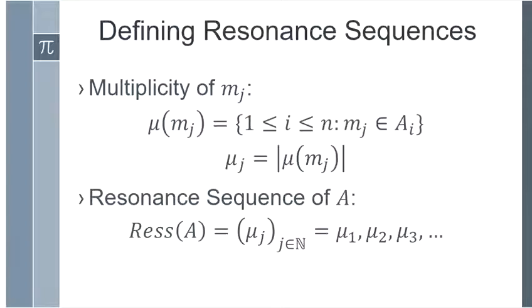After that, we consider the elements of the union in increasing order. And now, we define the multiplicity of n_j, as the next slide shows. And thus, the resonance sequence of the initial set is defined as you can see. In the next slide, you can see some examples of initial sets and their resonance sequences. Okay?